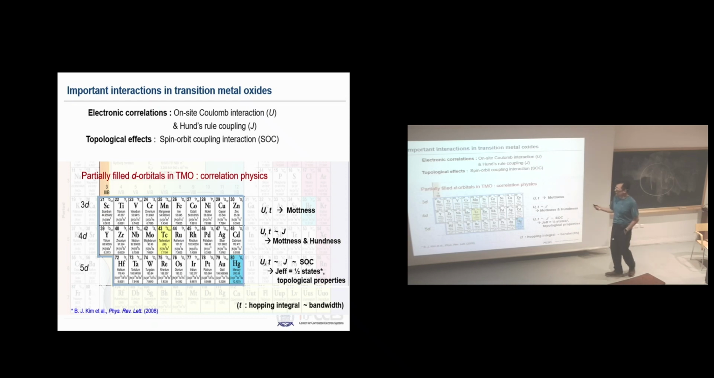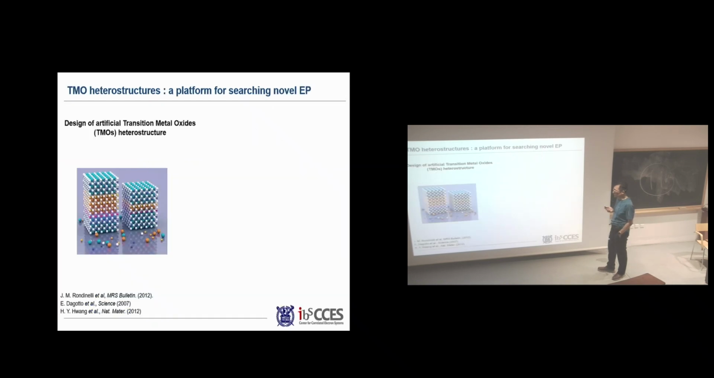But anyway, in transition metal oxide, we have a strong on-site Coulomb interaction, which is characterized by U, and the exchange interaction between the electrons at the different orbitals, which we call the Hund's coupling. And also, if the spin-orbit coupling becomes large, that will play an important role.